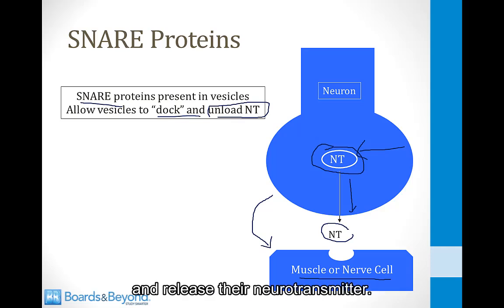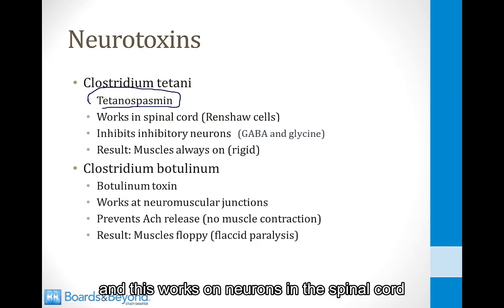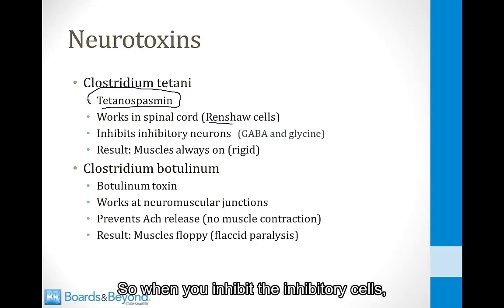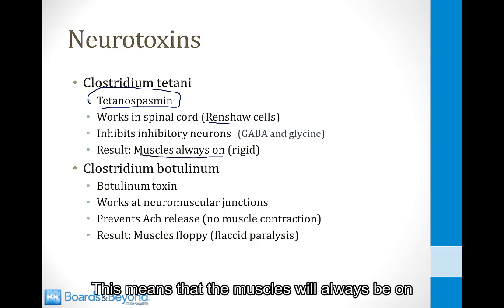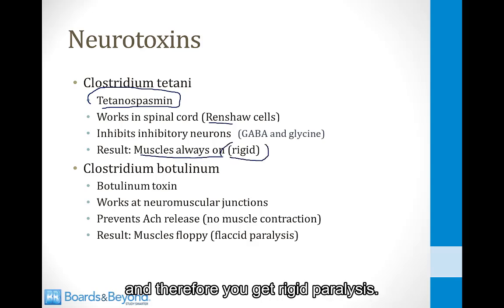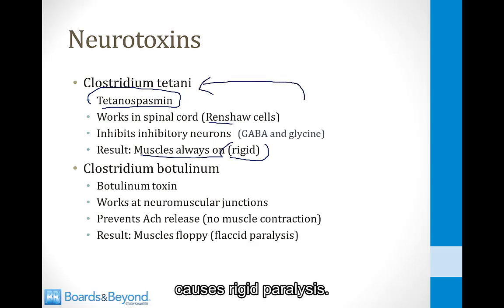So Clostridium tetani makes an exotoxin called tetanospasm, and this works on neurons in the spinal cord called Renshaw cells. And these are inhibitory interneurons. So when you inhibit the inhibitory cells, the result is that you get overactive neurological activity. This means that the muscles will always be on because you've removed inhibitory signals, and therefore you get rigid paralysis. And it's very important to remember that tetanus causes rigid paralysis.